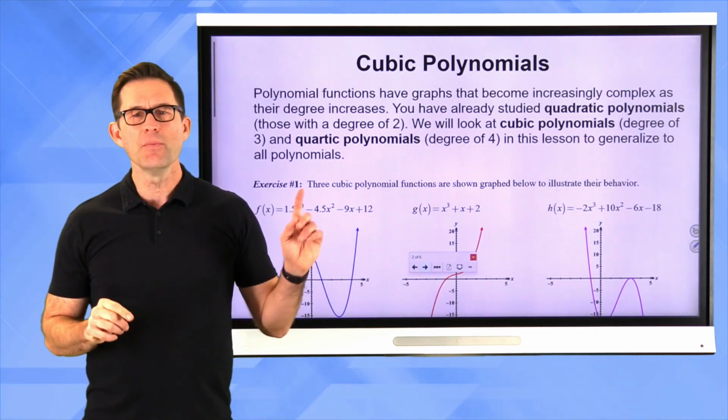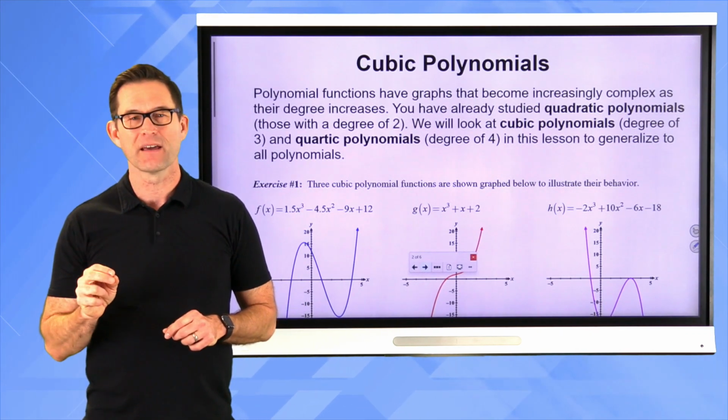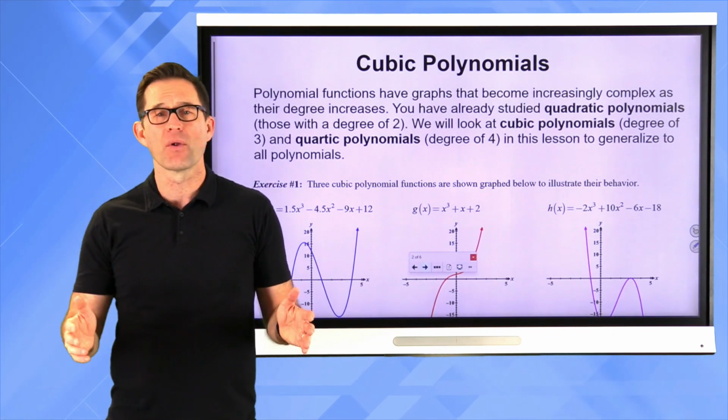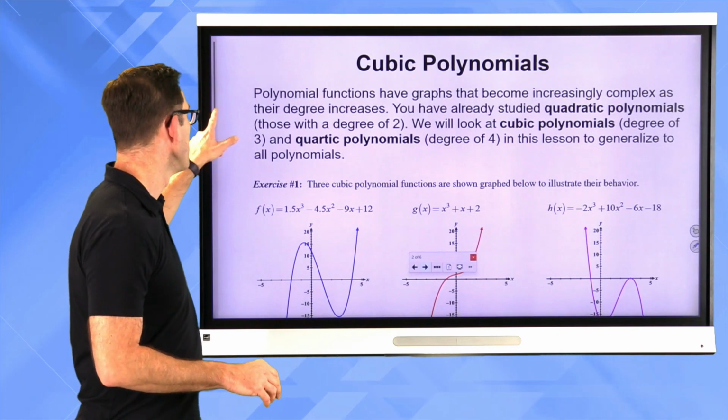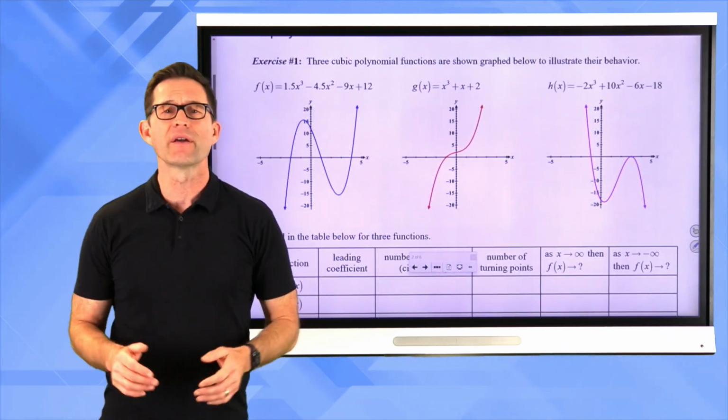We're going to look at cubic polynomials. Those are the ones that have degrees of 3, and quartic polynomials, those are of degree 4, in this lesson, and then we'll generalize to all polynomials from those two, and really kind of from quadratics as well. So let's take a look at exercise number 1.